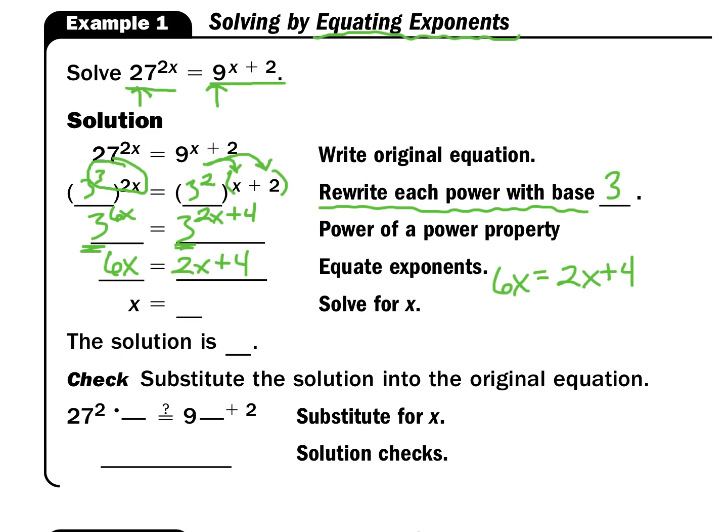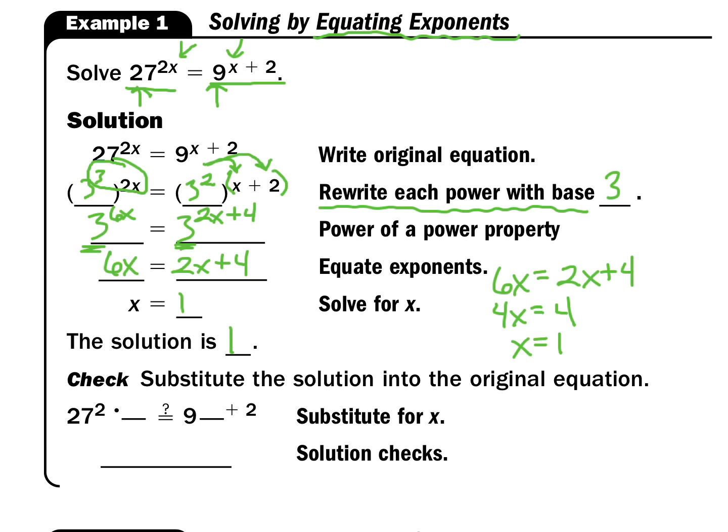So I would subtract 2x from both sides. That gives me 4x equals 4. And then divide both sides by the coefficient on x. So x equals 1. So my solution is x equals 1. And I would check that by substituting back into the original equation.